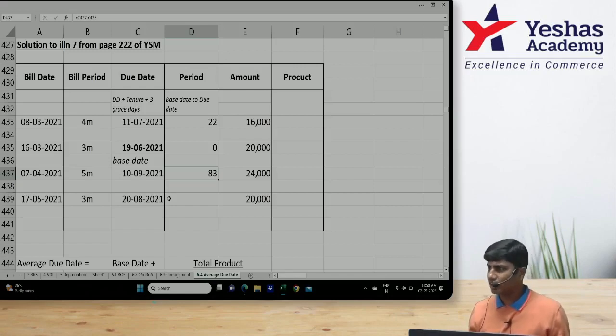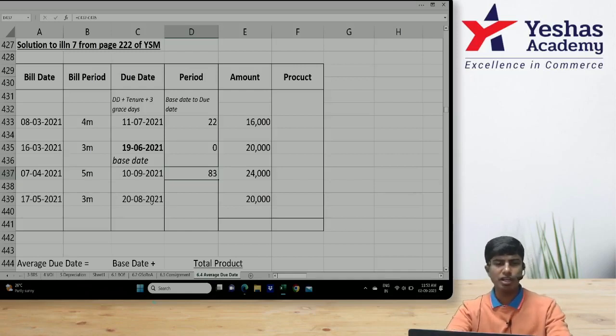83, not 82. If you take July as 31 days and August as 30 days or vice versa, you will get 82 days. July and August both have 31 days, representing Julius and Augustus, who are two good friends. They both have equal days.